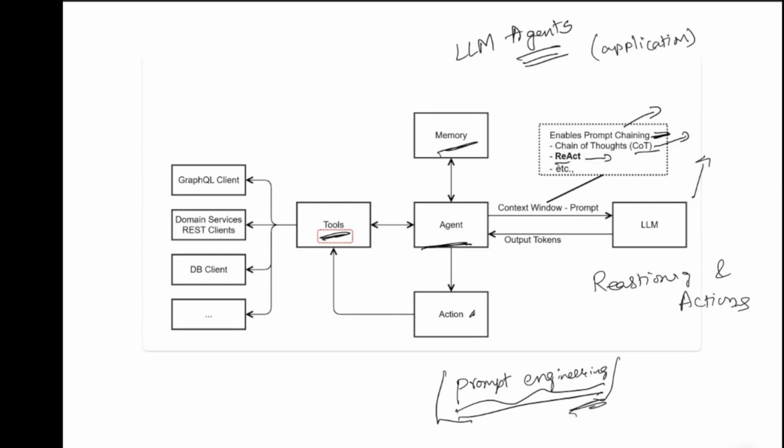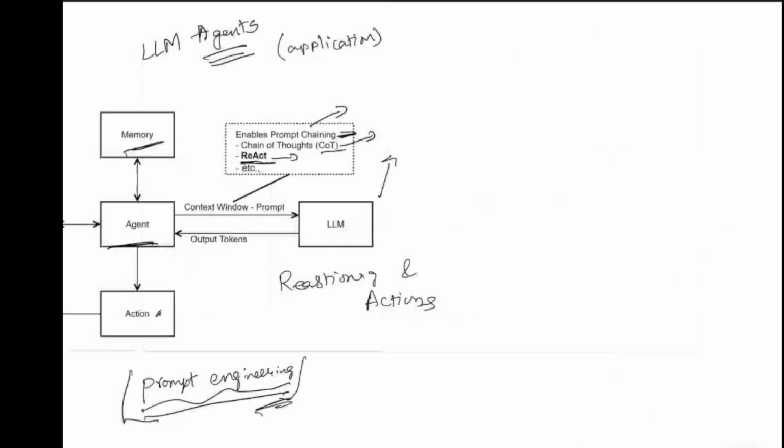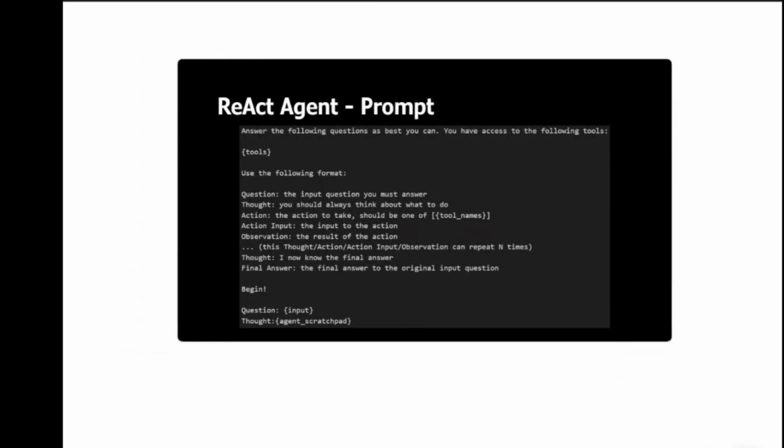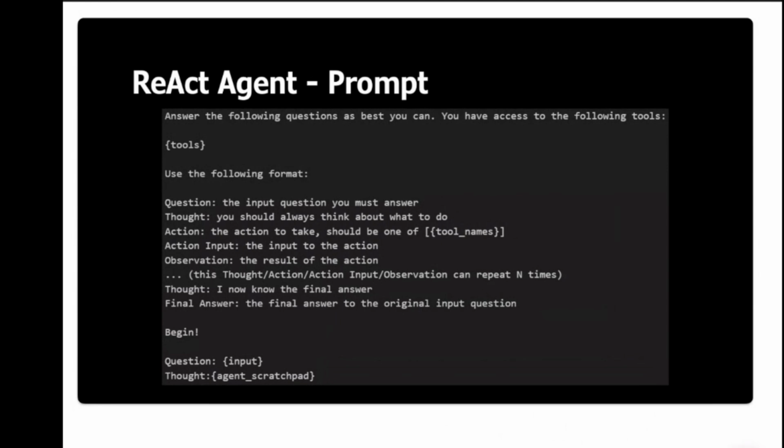This prompt chaining is part of prompt engineering. One such prompt engineering technique, which I myself use a lot, is this ReAct. So let's look at what that prompt looks like. This is what we send to the LLM. Again, this goes in the input context window. If you see here, the actual input that the user has asked is only this. But we are adding all of this additional stuff here before sending it to the LLM.